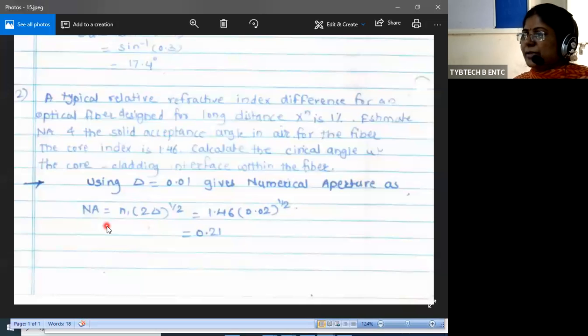N1 square minus N2 square raised to 1/2. But there is one more formula that we have seen in terms of this delta.